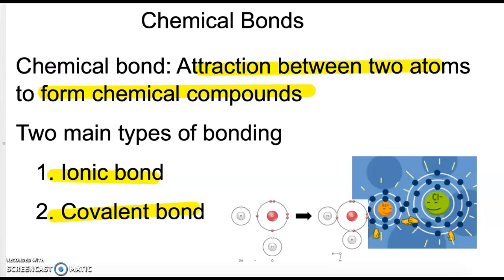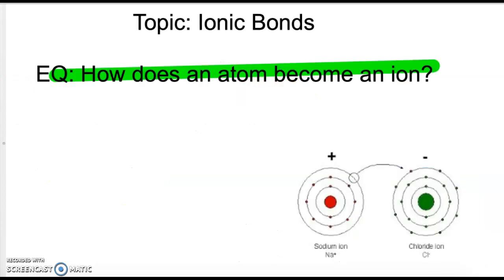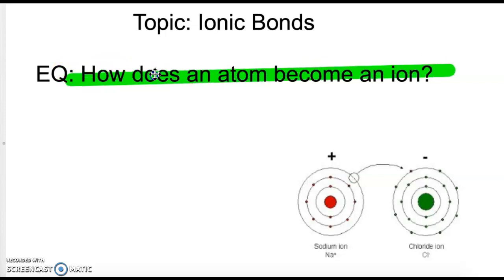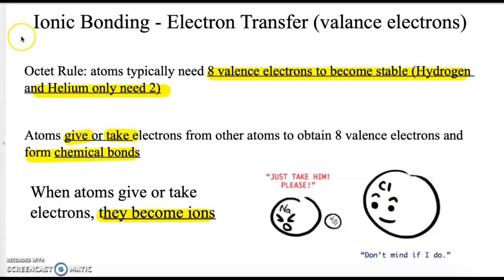And so, there is a space for you to write the essential question for the notes we're getting ready to take. So where it says EQ, please write down that you are going to figure out how an atom can become an ion, because ions are what form ionic bonds. So ionic bonding, electron transfer.